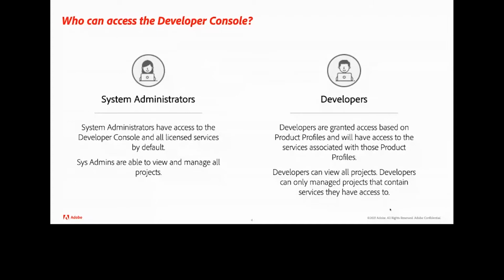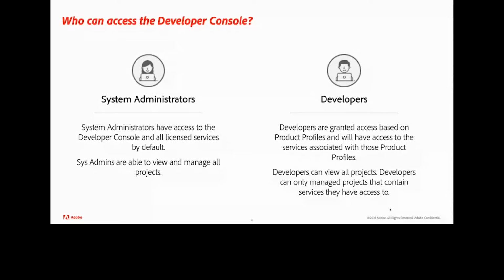Developers can view all the projects inside the Developer Console, but they can only manage those projects that contain the services they have access to. So that's actually an important distinction to make, that any of the projects and integrations that are built for an organization in the Developer Console belong to the organization. They don't belong to individual users. They don't belong to individual developers or system administrators. All projects belong to the org.